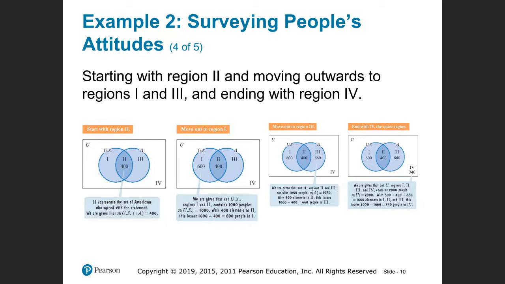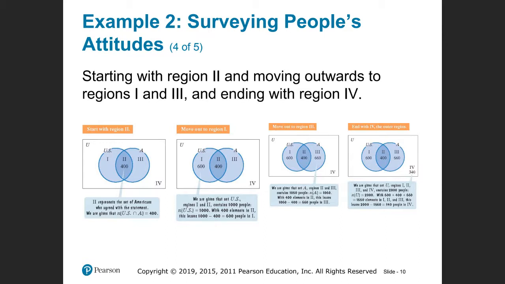Now moving out to region 1, which is the other part of the U.S. circle. We're given that the set U.S., regions 1 and 2, contains 1,000 people because half of the people surveyed were United States citizens. So the N is 1,000. With 400 elements in region 2, then we see that if U.S. is 1,000, then region 1 has to be 600. 600 plus 400 gives us 1,000 for U.S.